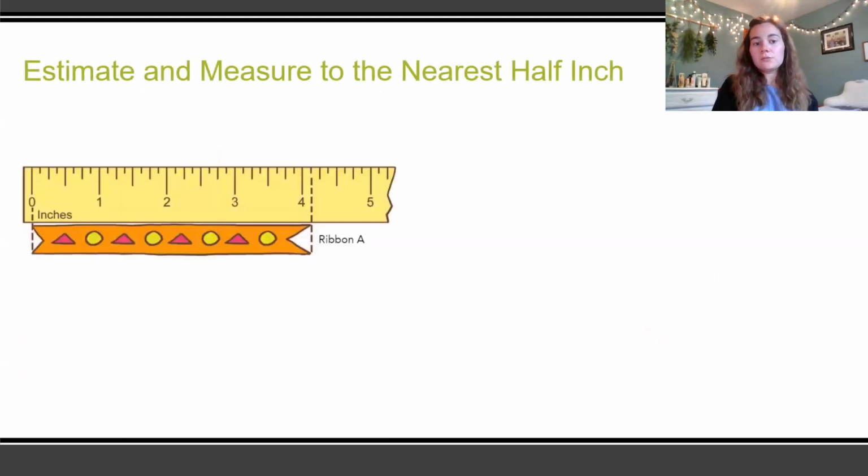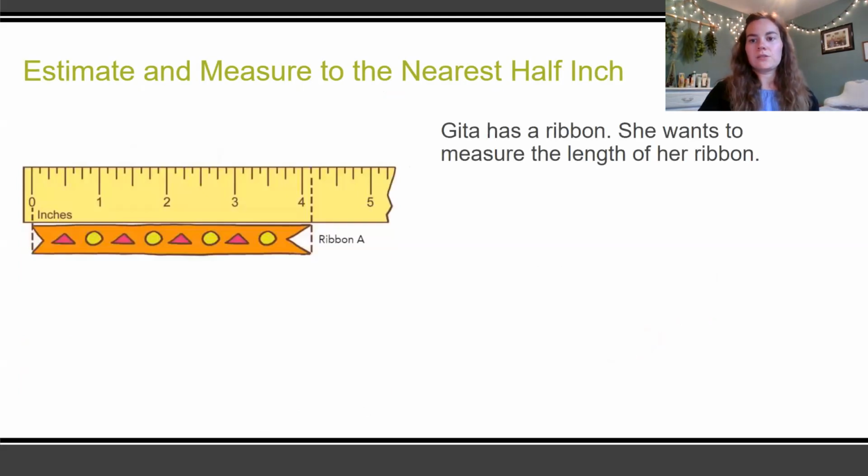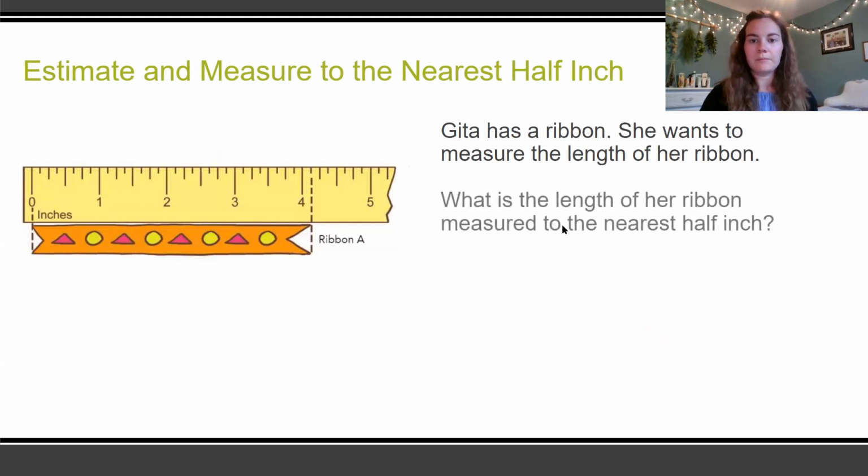And here, continued, we're going to do one more example with the ½ inch. So this says Gita has a ribbon. She wants to measure the length of her ribbon. What is the length of her ribbon measured to the nearest ½ inch? So here's my ribbon. It goes up right here, really close to the 4. That tells me it's about 4 inches.